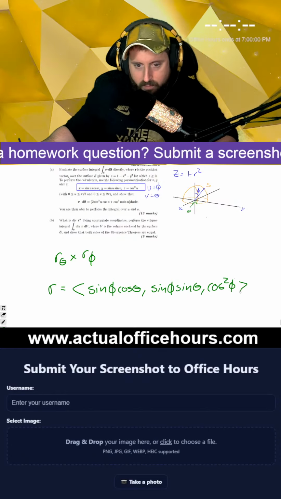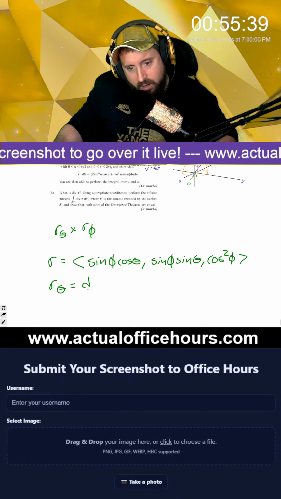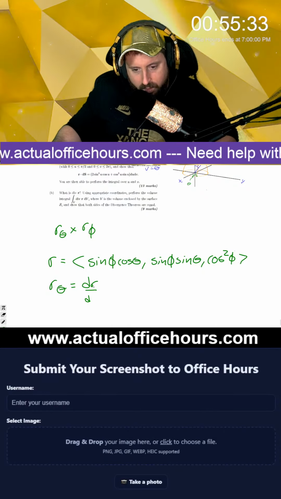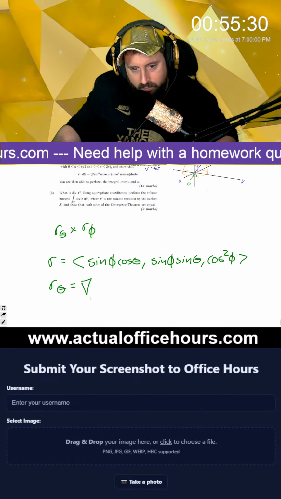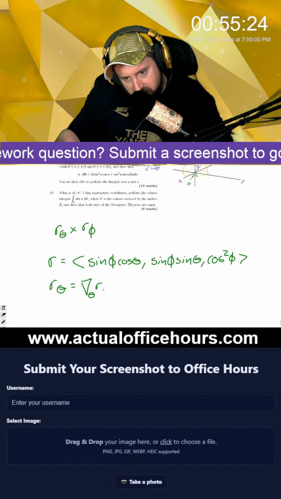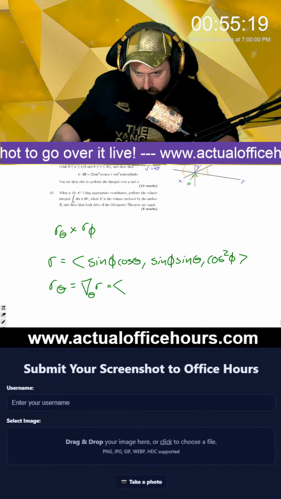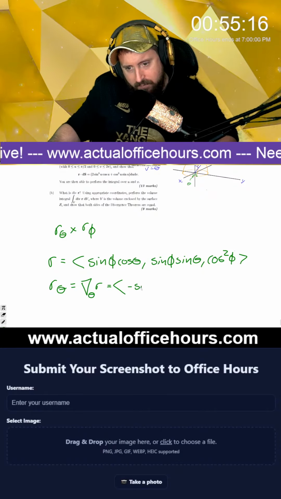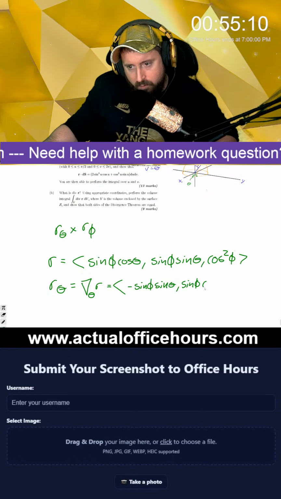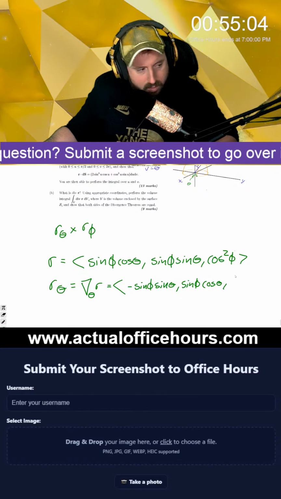Cosine squared phi. Okay. All right. So then r theta is just going to be dr d theta. Or I think they write it this way, right? Partial theta r, I guess. Derivative of cosine is negative sine, so I get negative sine phi sine theta, sine phi cosine theta, and then this is 0, no? Oh, wait. Yeah, this is 0.